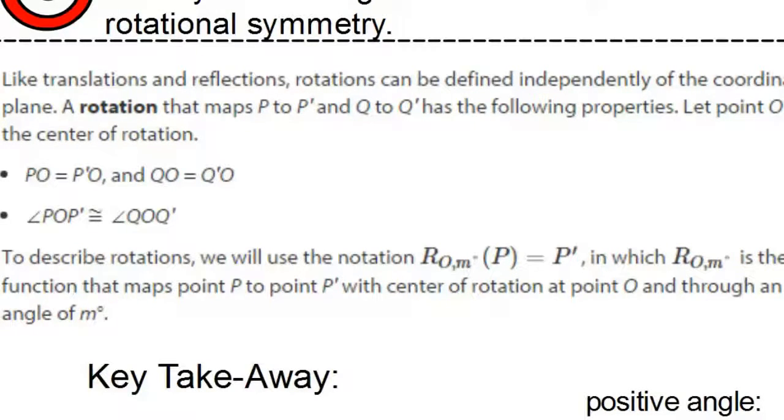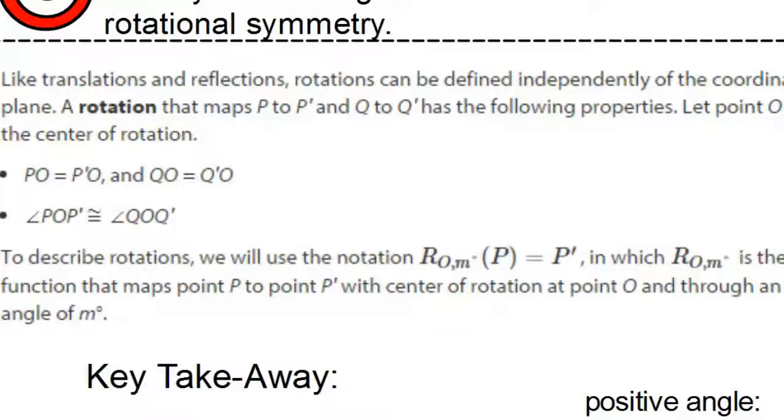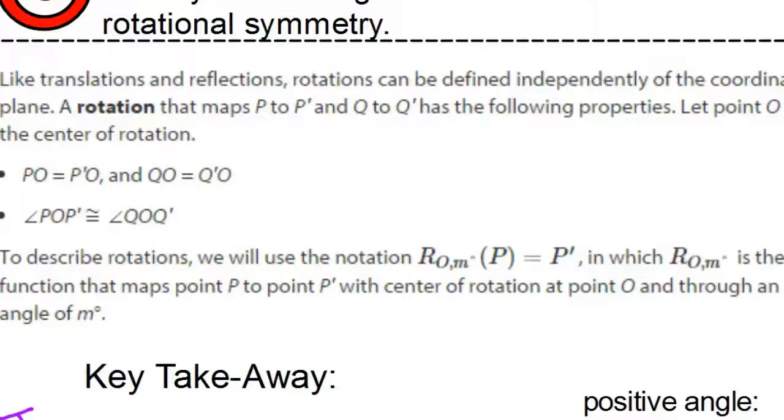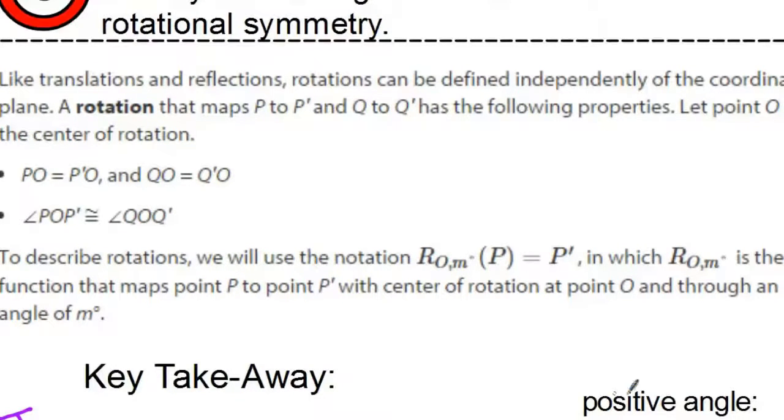So rotations still need centers and angles even when they're not on the coordinate plane. And the notation that we use is a capital R to keep it straight from reflections, for lowercase r's. So if you remember, so far we've used a capital T for translation, a lowercase r for reflection, and now a capital R for rotation. In the subscript, we put the 2 things that we need to have a rotation, the center and the angle. Okay, now this is kind of tricky. Go ahead and write this down somewhere on your packet so that you have this for future reference.